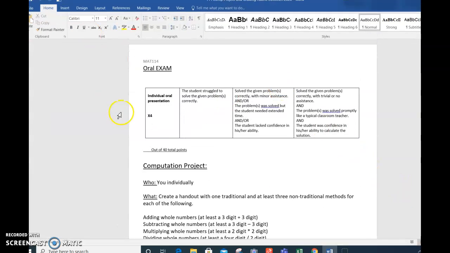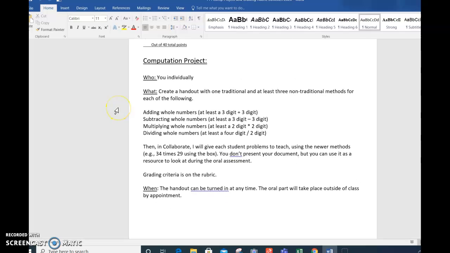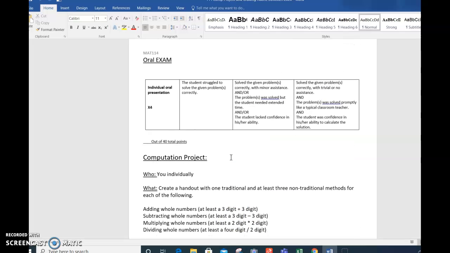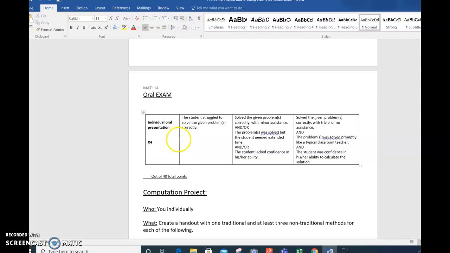My goal is for you to have a handout so that when you go teaching, you know what I mean, you can just have that with some of the different methods on it. It can be handwritten in nice handwriting. That doesn't matter, okay? And then when you're done with that, there's also an oral exam.